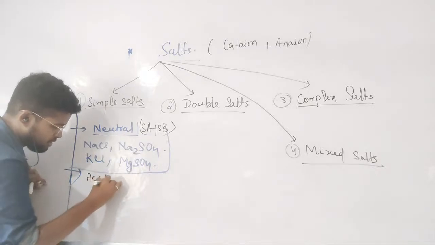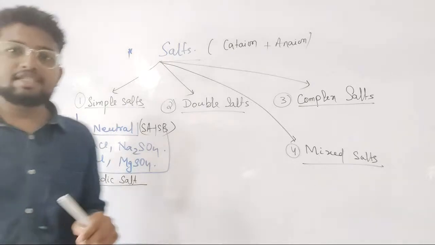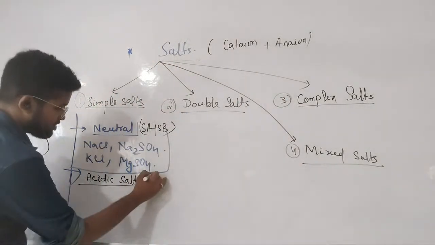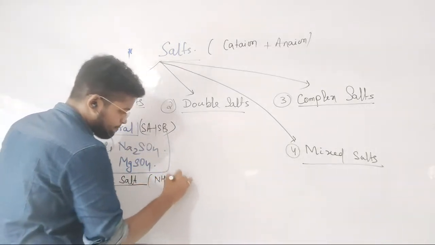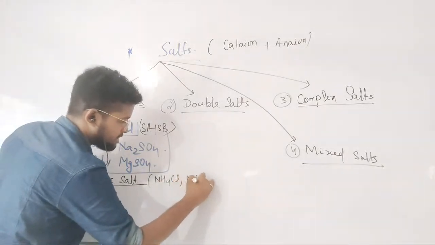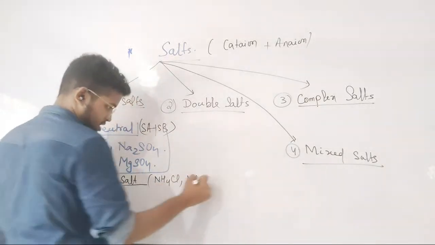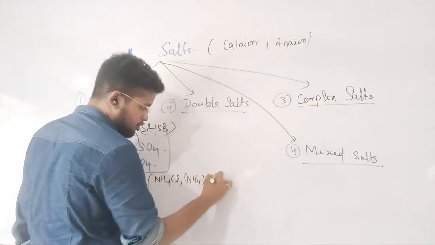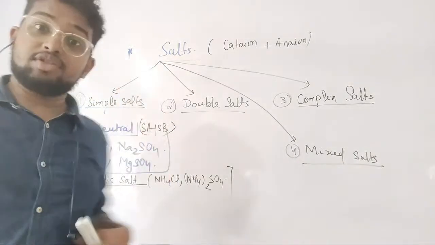Then next part is acidic salt. I think my board is visible. So acidic salt. We need a dominant strong acid plus a weak base. So the dominant strong acid will be HCl or H2SO4. Then we can use a weak base such as ammonia or NH4OH. Correct? So NH4 ammonium sulfate. This is our acidic salt.